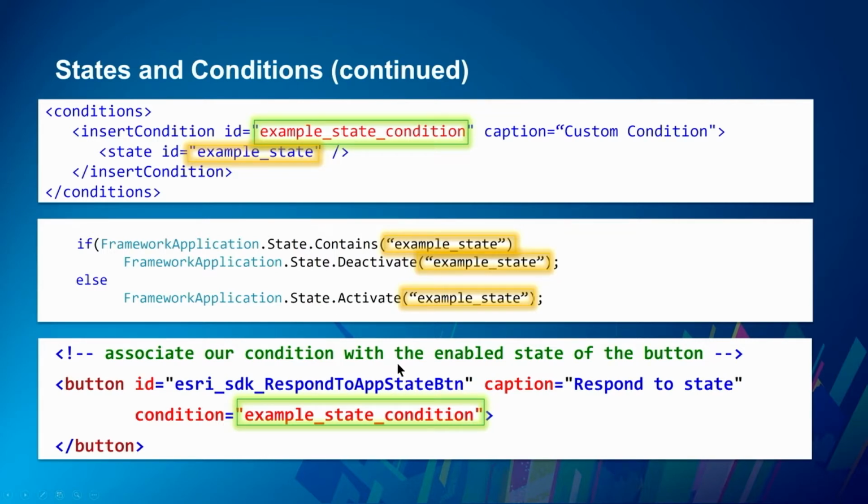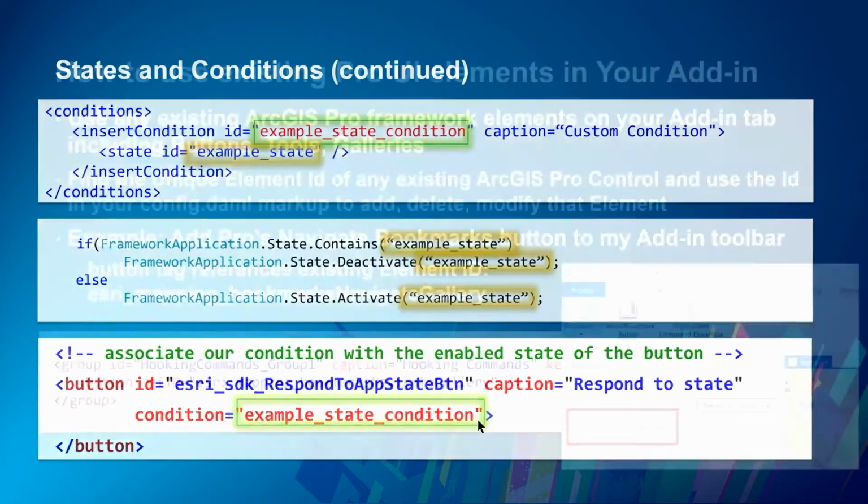Now finally, how do we utilize that condition in our DAML? For each user element in my DAML, I can define a condition attribute. If I specify the name of my condition in there, it's using that condition to drive whether it's enabled or disabled.